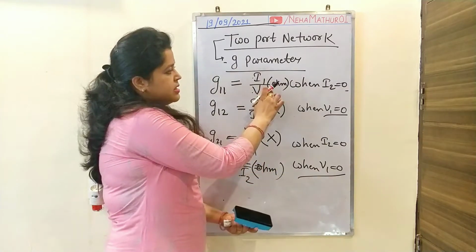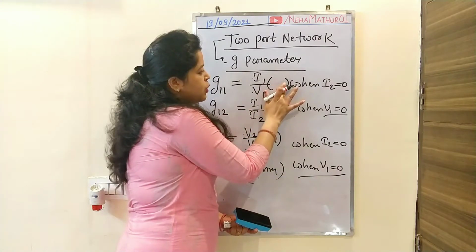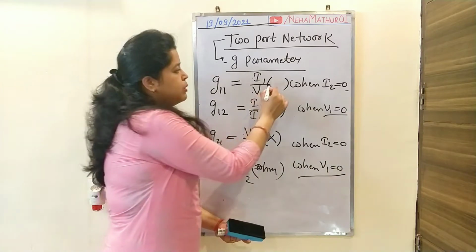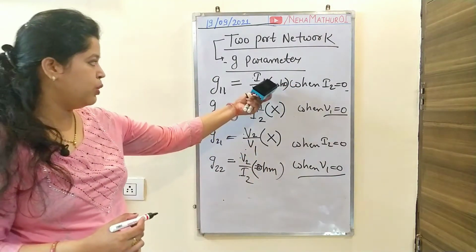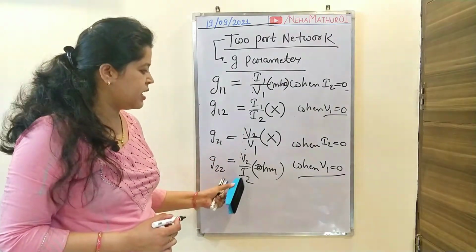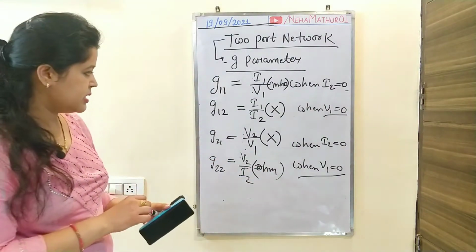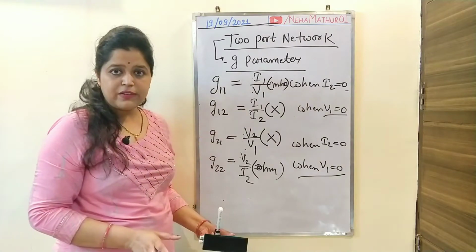See, this is wrong, I wrote over here ohm, but it will be mho, because it is a ratio of current and voltage, so it will be mho, while the ratio of voltage and current is going to be ohm. So this is all about the units of relevant parameter.